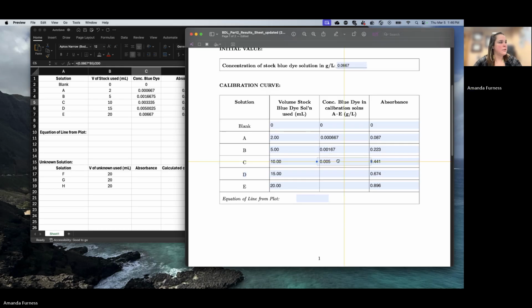167. This one should be 0.00334. 0.005. Okay, so this one's kind of tricky, right? But this time I would keep those 2 zeros, right? Because if I look, I need to have 3 sig figs.